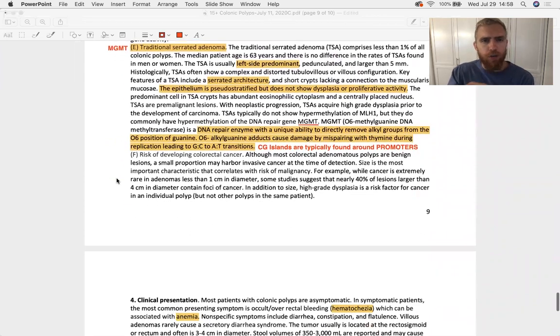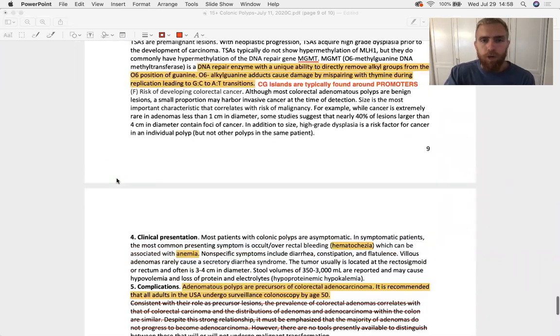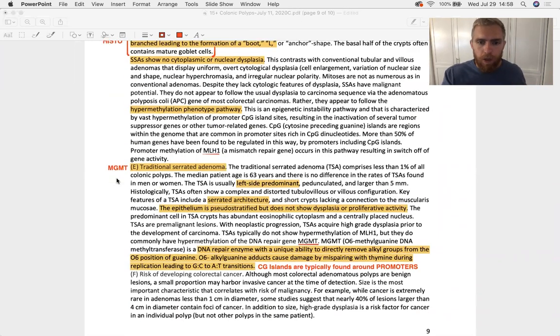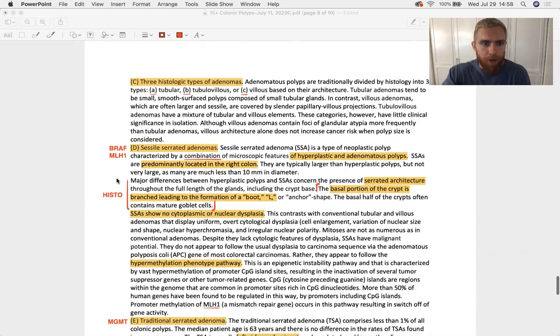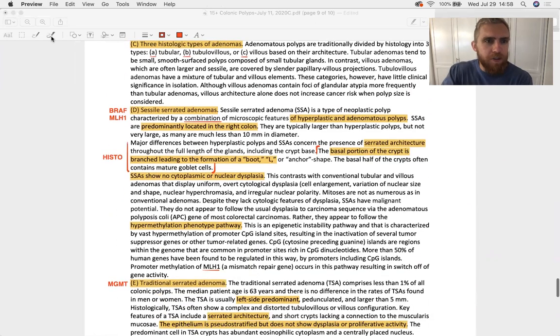Let's get on to the traditional serrated adenoma. This is typically left side predominant. So I want to bring up quickly left side predominant and right side predominant cancers. Here we are. So the sessile serrated adenoma, I'm going to use a different color, true blue, is predominantly located in the right colon, right? So what that means is that the number one presenting symptom with a right-sided or ascending colon tumor is going to be bleeding.